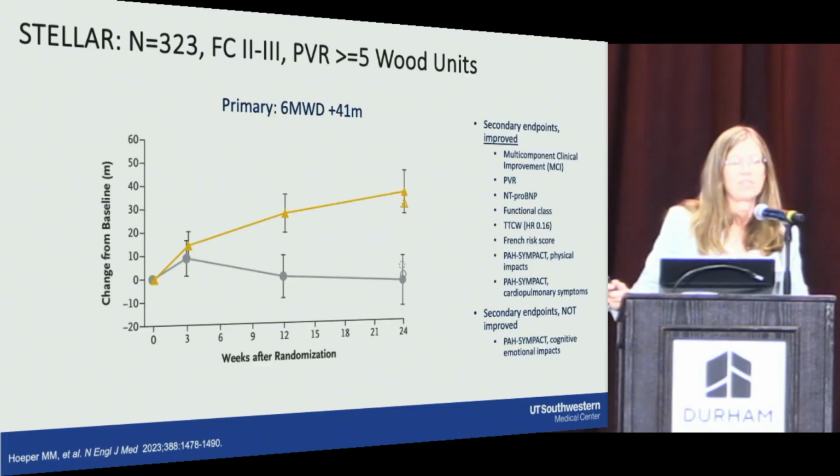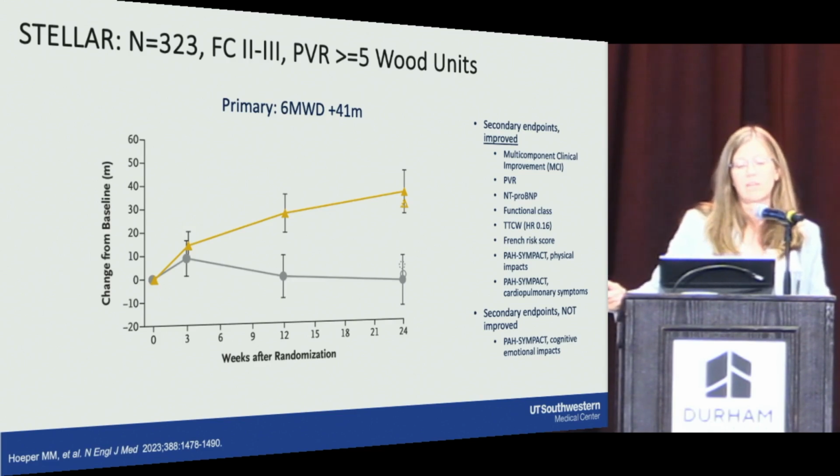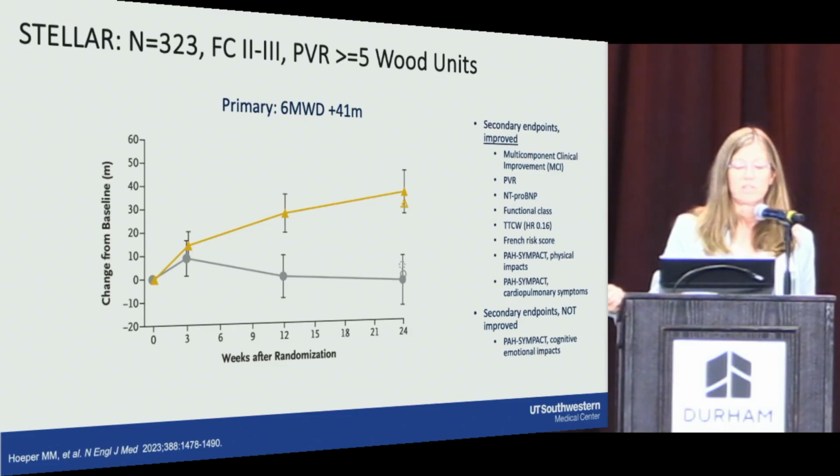So for sotatercept, though, where are we now? At the time of the Seventh World Symposium, we had the Pulsar phase 2 trial, and then we had Stellar, which was 323 patients, functional class 2 to 3, PVR greater than or equal to 5 Wood units. Overwhelmingly positive study. It was 6-minute walk distance as the primary and 41 meters, which is very solid when you consider how many patients were on 2 and 3 drugs there. But the secondary endpoints that improved, I think, is really where you get the big picture. This is going to be a big drug for us.